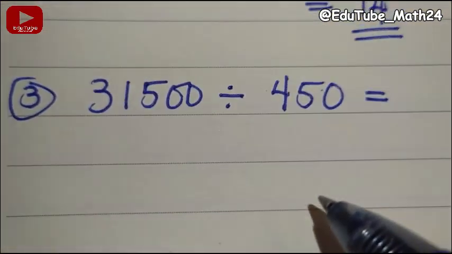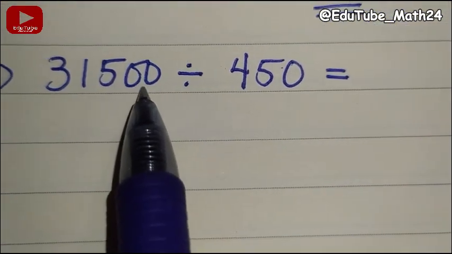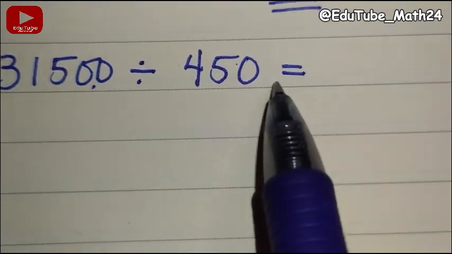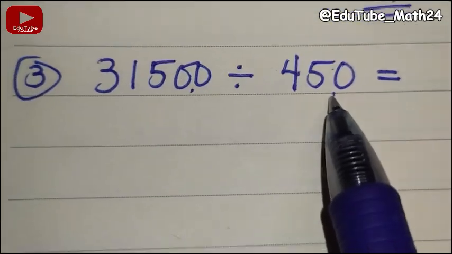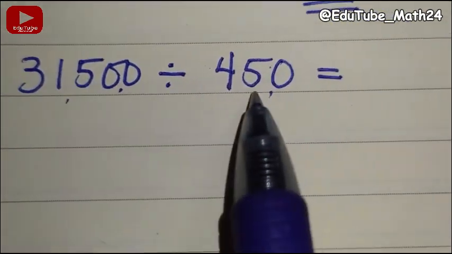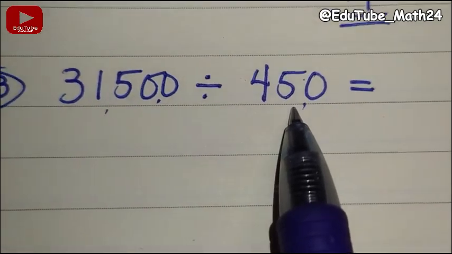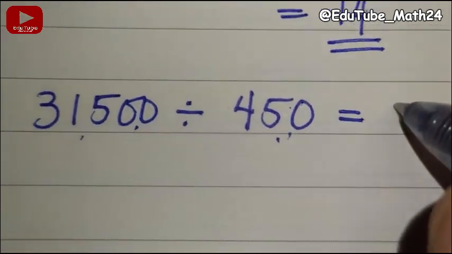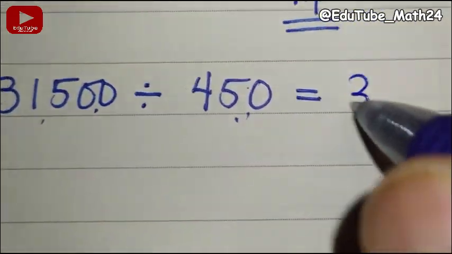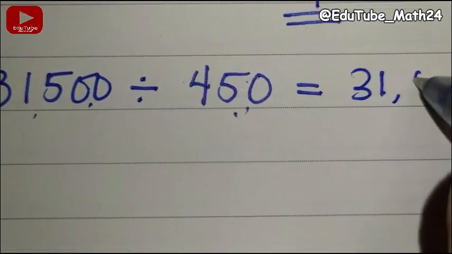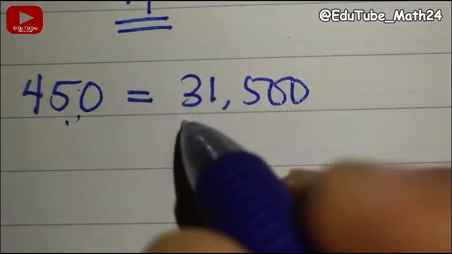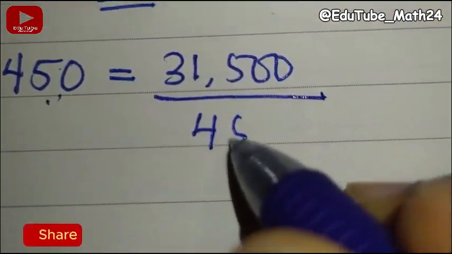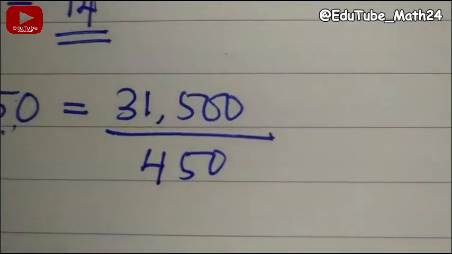We are dividing multiples of 10 because the number ends with zeros, and then this one also ends with 0. So both the dividend and the divisor end with a 0. So now to divide multiples of 10, we still follow the same method. We express the number as a fraction. So I'm going to have 31,500 over 450. Now, how do I go about reducing this number?